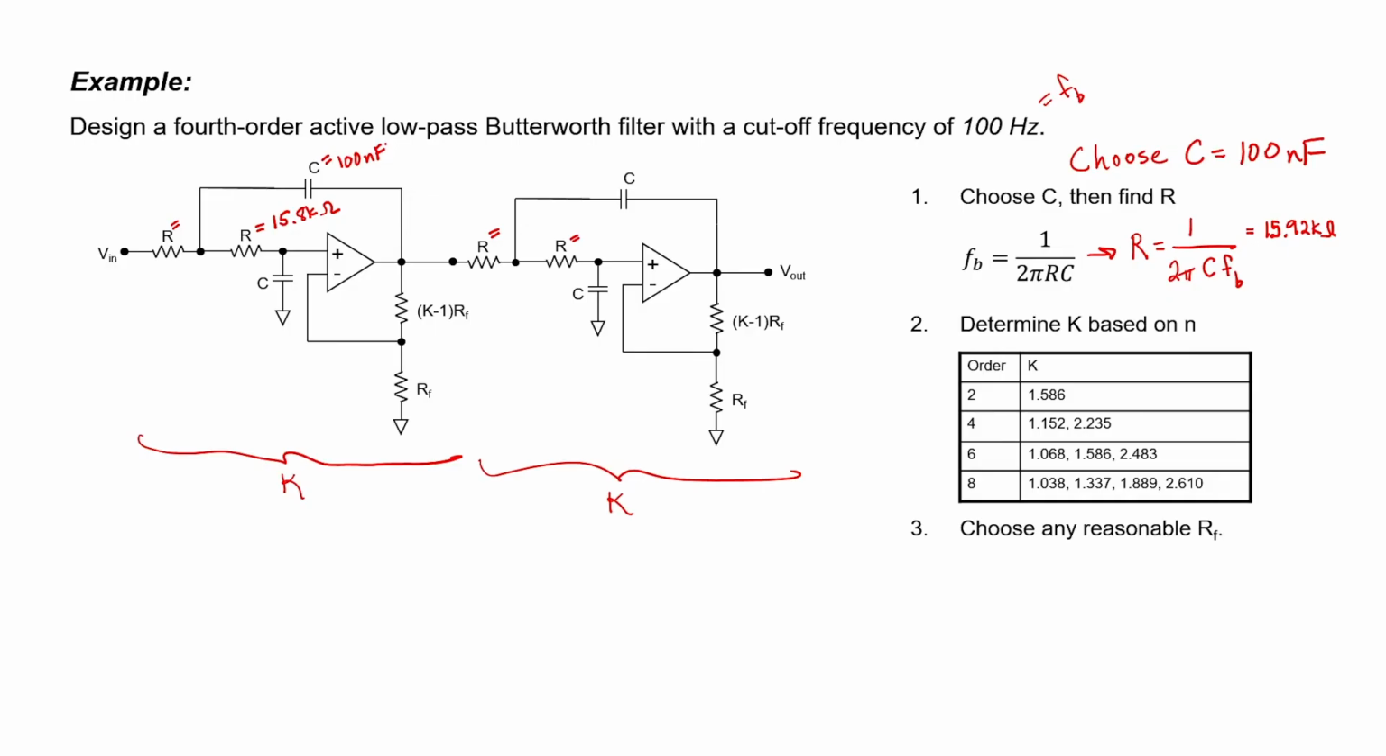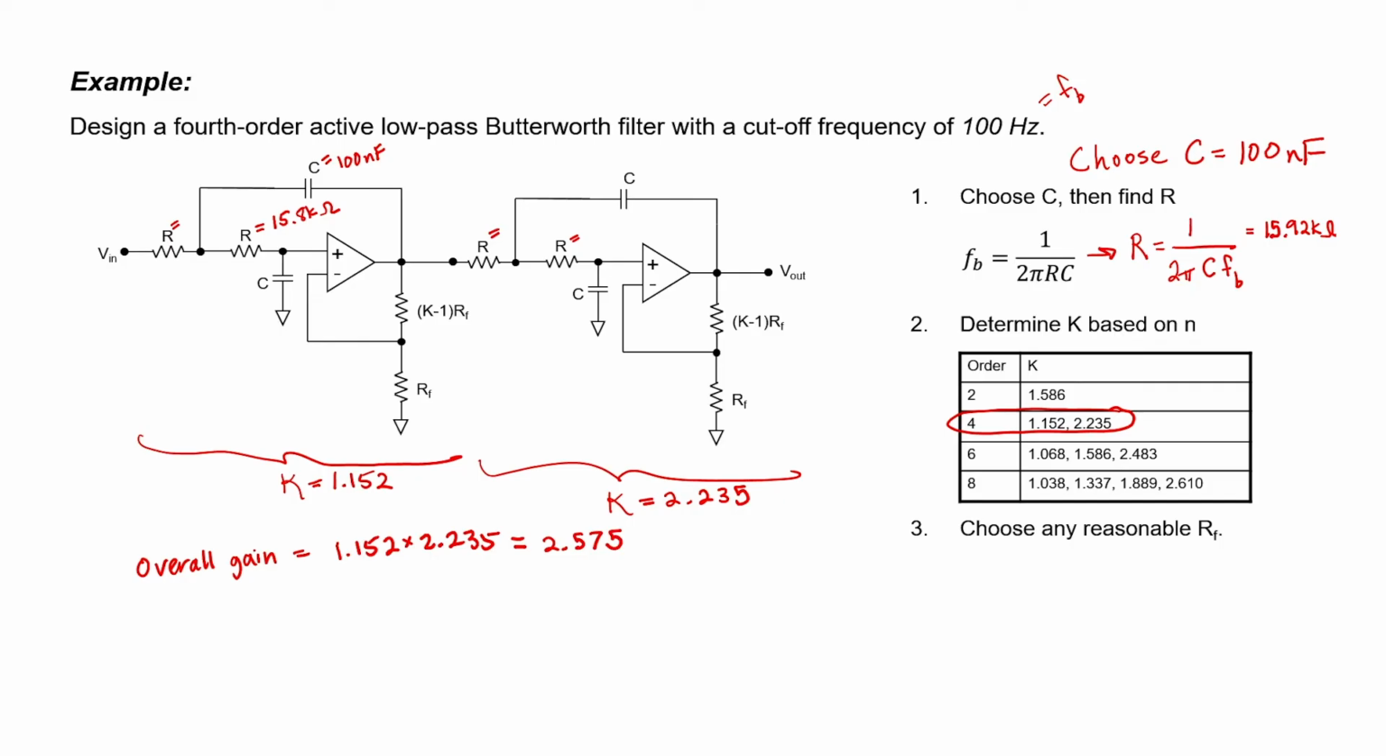The second step in the design procedure is to determine the K based on the filter order. This problem called for a fourth order filter, so the table tells us what the K values should be. Thus, I know that the K, or the DC gain, for the first filter segment should be 1.152, and K for the second Sallen Key segment should be 2.235. So the overall gain for the circuit is given by these two Ks multiplied by one another. That is 1.152 times 2.235, giving us 2.575.